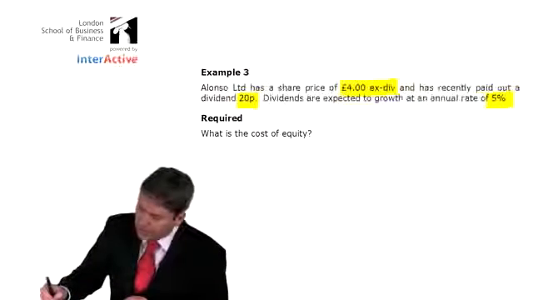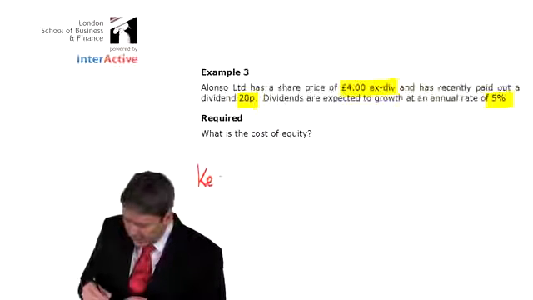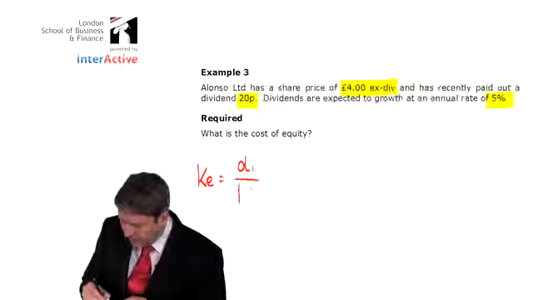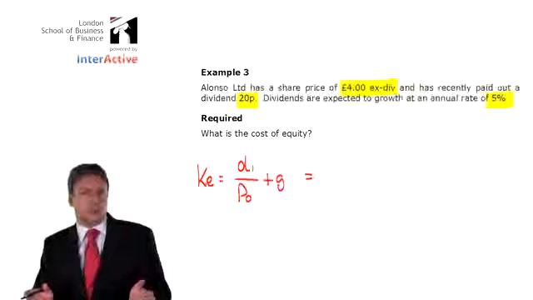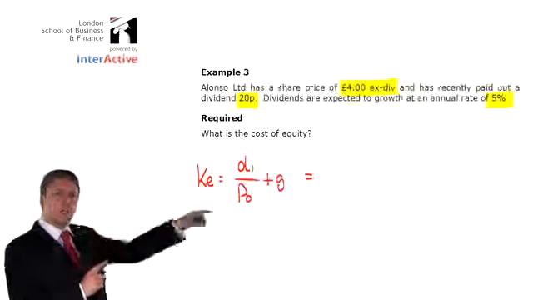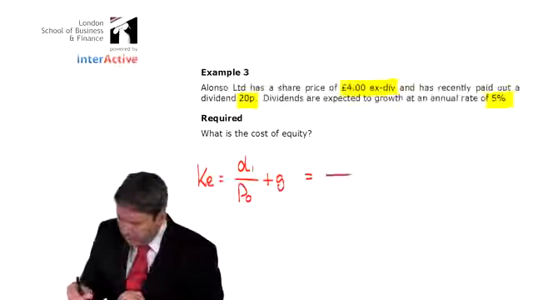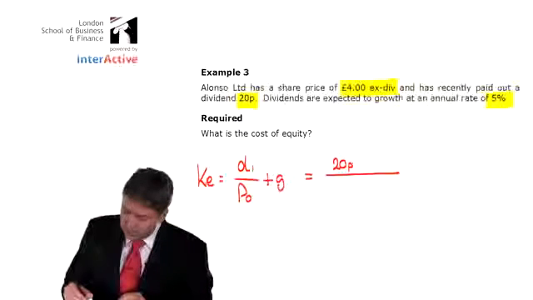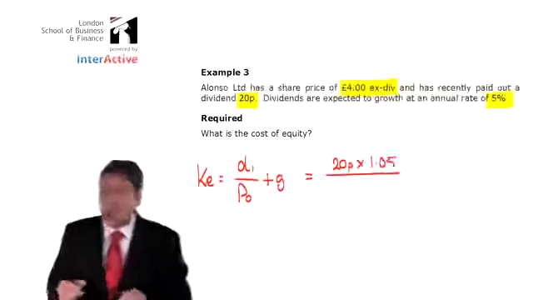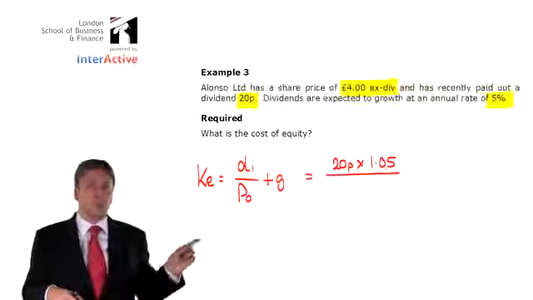I reckon we can probably slot it in here. We said, what was it? Ke equals D1 over P0, all plus g. What is D1? Well, D1 is the dividend in 1 year's time. If it's the dividend in 1 year's time, the only way we can calculate that is by taking the dividend today, 20p, and multiply by 1 plus the growth rate, 1.05. You know, the dividend today plus 1 period of growth gives us the value in 1 year's time.